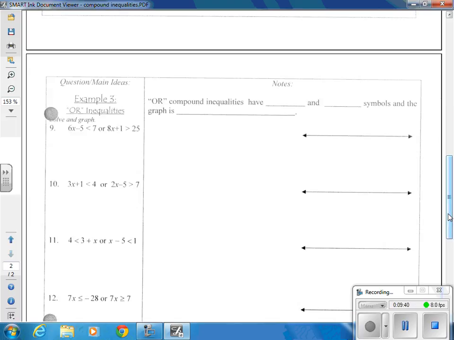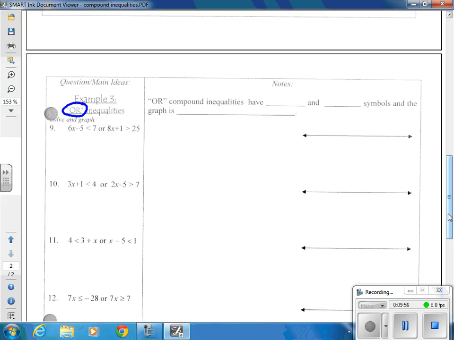Okay. And the next section I want to go to is the back. Okay, and these are your OR inequalities. If it's not an AND one, it's an OR one. Those are your only two types of compound inequalities. Okay, I'm going to do number 9 with you, and then you're going to do 10, 11, and 12 before you come to class.